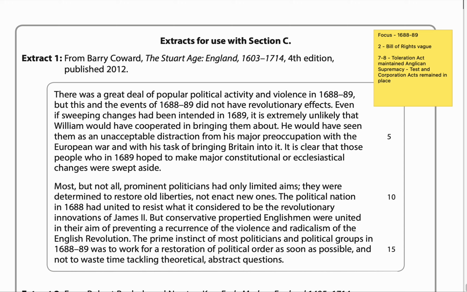And then finally, if we go to lines, let's have a look, 9 and 10, they were determined to restore old liberties, not enact new ones. Okay?